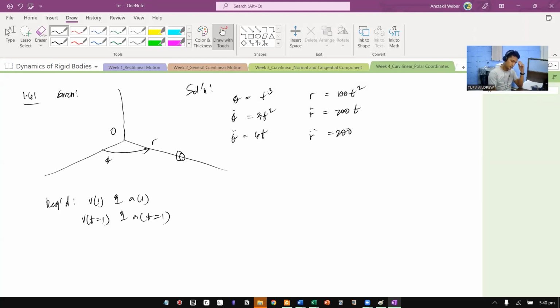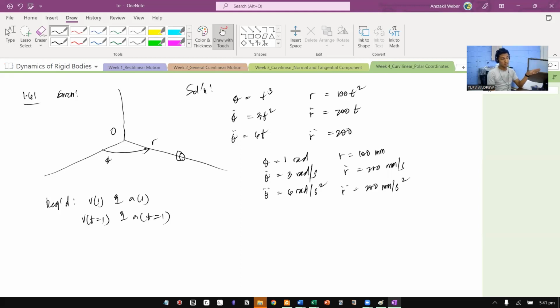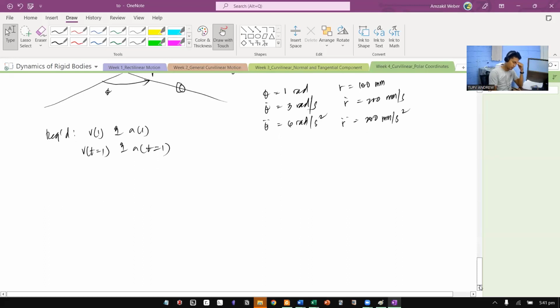So at time 1 second, theta is equal to 1 rad, theta dot is equal to 3 rad per second, theta double dot is equal to 6 rad per second squared. R is equal to 100 mm, R dot is equal to 200 mm per second, and R double dot is equal to 200 mm per second squared, which is constant. So we have all the givens now. All we have to do now is to plug them in the equations.